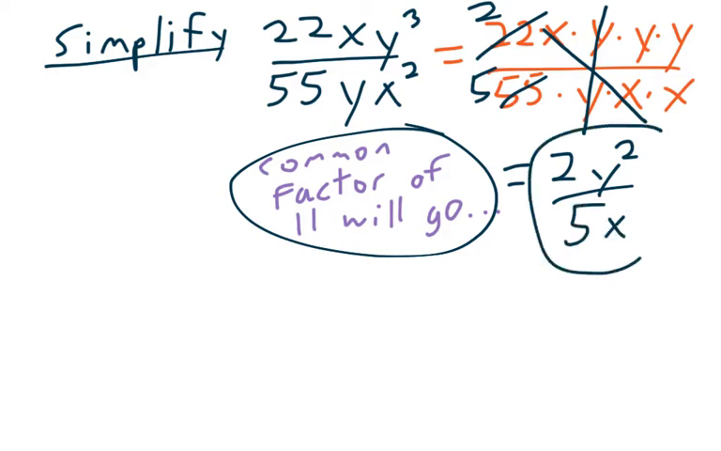And you can double check it at the end. Like, I have y's on top but no y's on the bottom. I have an x on the bottom and no x's on top. And my fraction is totally reduced.